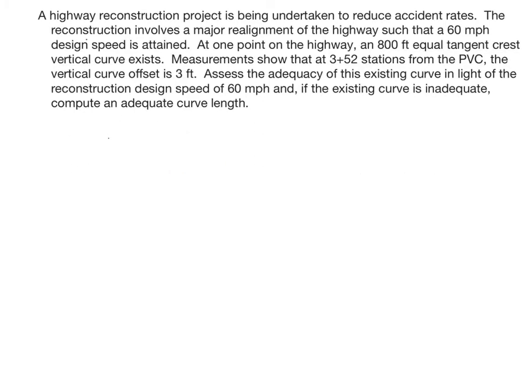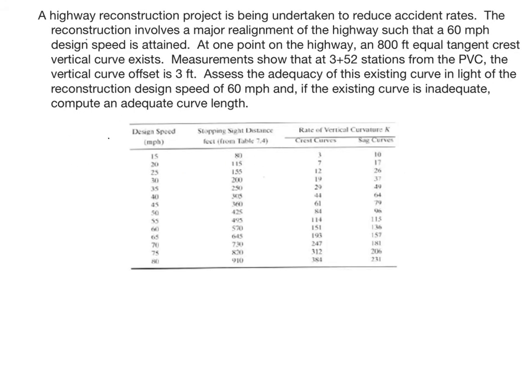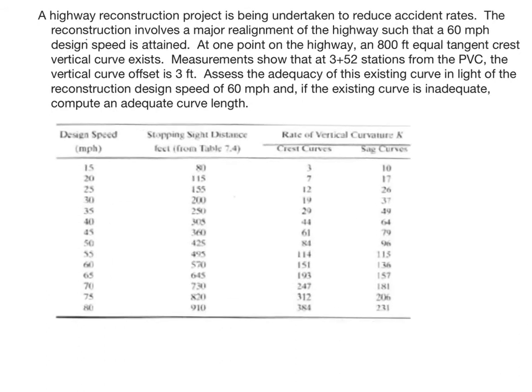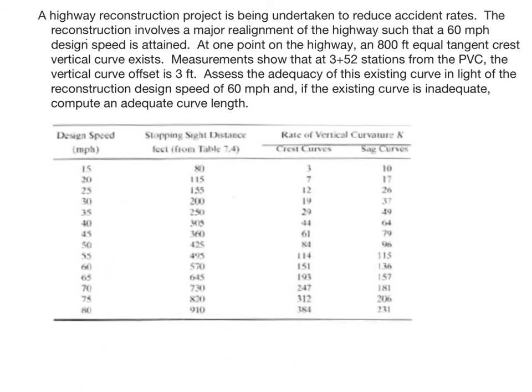So let me bring up the table from AASHTO. Here is the table from AASHTO. The design speed that's given to us in this problem is 60 miles per hour, and we want to test it out. What is the requirement for a vertical curve of this kind at 60 miles per hour? Now we have the design speed, the stopping sight distance, and then the rate of vertical curvature, capital K value. This is what you're trying to look at.